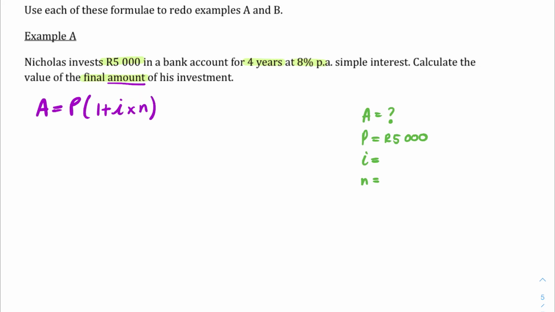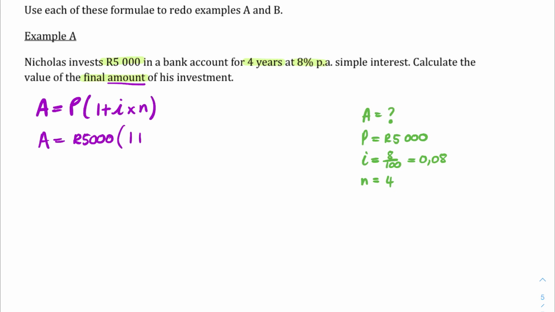I is the interest rate written as a decimal. So if we know it's 8%, that's 8 out of 100, which you can keep as 8 over 100, or you can write nicely as 0,08. And finally, N is the time period, and in the story we see that he's investing this for 4 years. You don't actually have to write your formula down, but certainly it helps you to learn it. And it helps us to see now what we're going to substitute. We're going to replace P with 5,000 Rand.